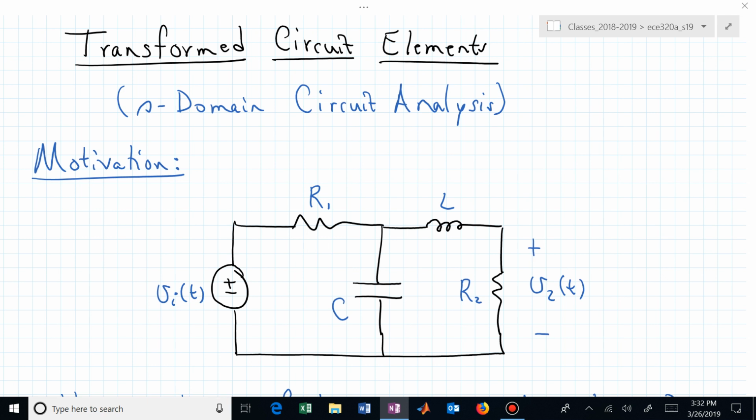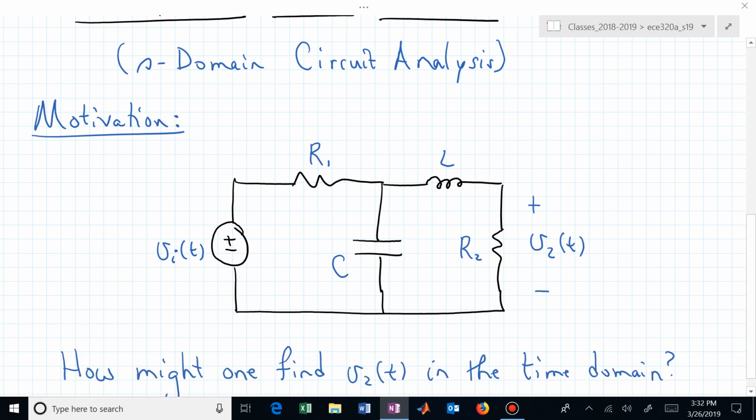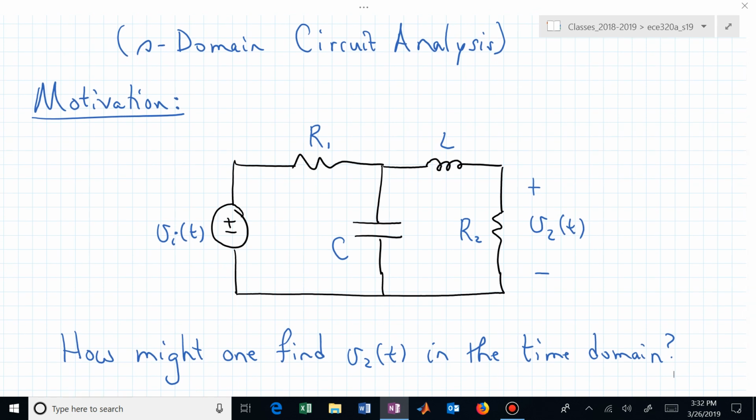It's S-domain circuit analysis. And suppose that we now are given this RLC circuit, and I'll give you time to maybe sketch that, and as you're sketching it, maybe you're thinking about what it might do or what you might be expecting in terms of the analysis that results from that circuit, and in particular, how might one find this voltage V sub 2 of t as a function of time across that second resistor R sub 2 for some input voltage V sub I of t?